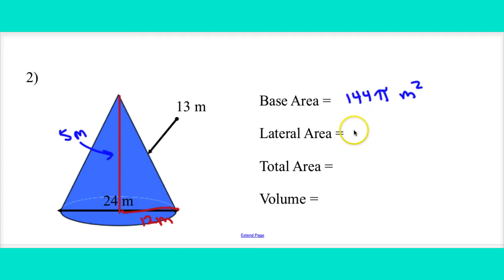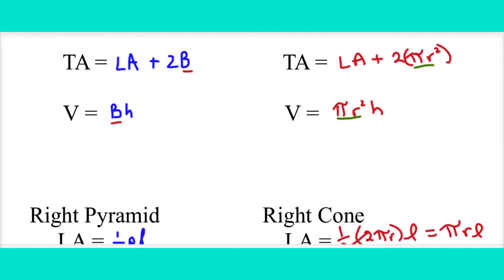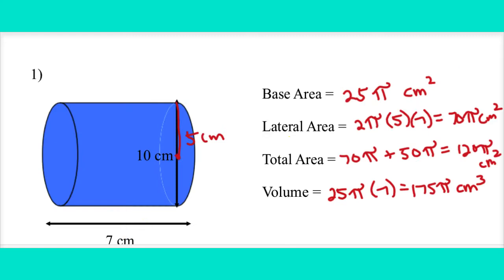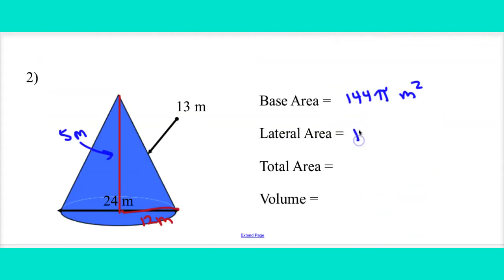And lateral area, if we go back and look at the formula for lateral area of a cone, it's pi times radius times slant height. So pi times the radius, which is 12, times our slant height of 13. And when we multiply that together, that gives us 156 pi meters squared for the lateral area.